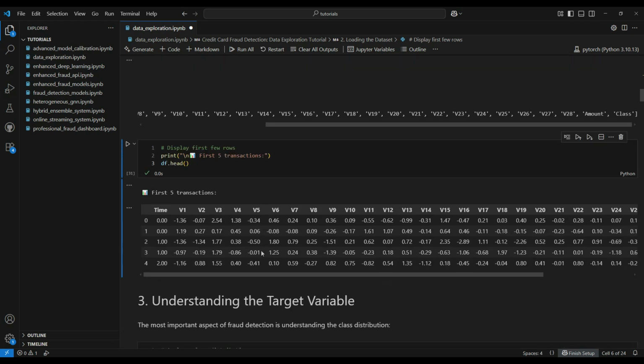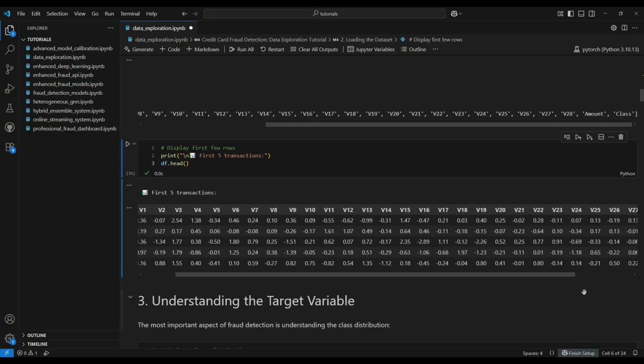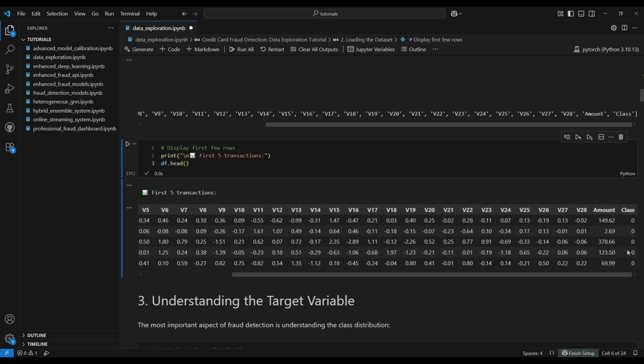Look at the data structure. Each row is a transaction, one transaction. The V columns have decimal values. Those are the principal components. Amount is in euros since this is European data. And class is 0 and 1. 0 means normal, 1 means fraud.